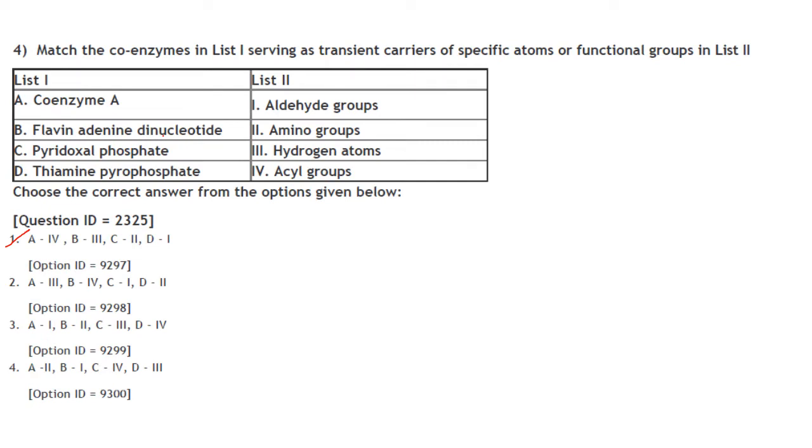Then next one. Match the coenzyme in list 1 with their transient carriers of specific atoms or functional groups in list 2. So coenzyme A is acyl group, flavin adenine dinucleotide is hydrogen atoms, pyridoxal phosphate is amino groups, thiamine pyrophosphate is aldehyde groups. So the answer here is option 1, that is A4 B3 C2 D1.